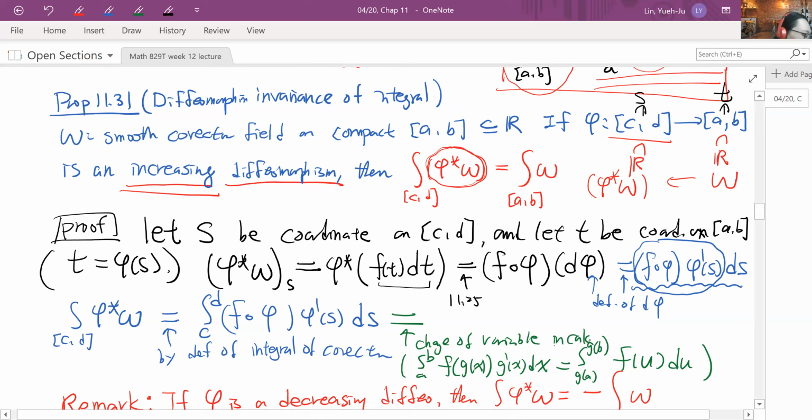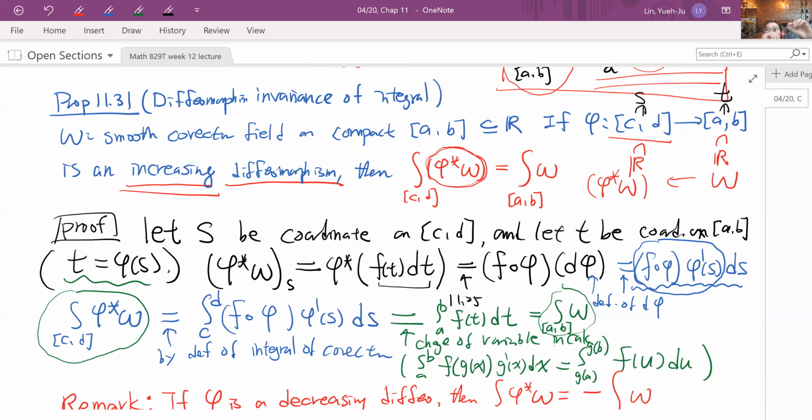So then after this, what you're going to see is that this is really nothing else but f of t dt, if you think of t as phi of s. Then this goes back to the definition of the integral of omega over ab. So from one side, when you integrate, you have phi star omega, but it will actually be omega here. And here, the reason why it keeps the sign is because it's an increasing diffeomorphism. So when you do the change of variable, it will not switch the endpoints of integration, right?